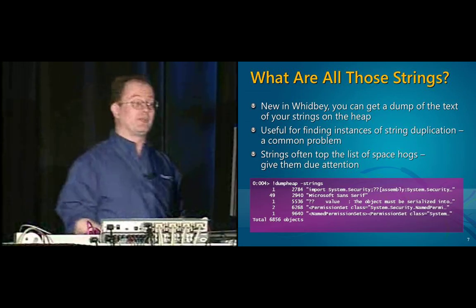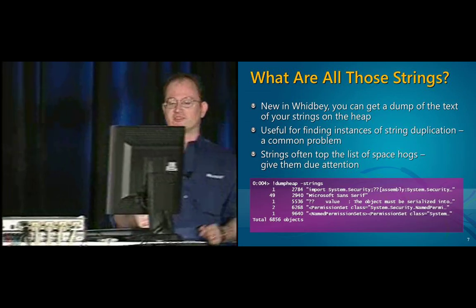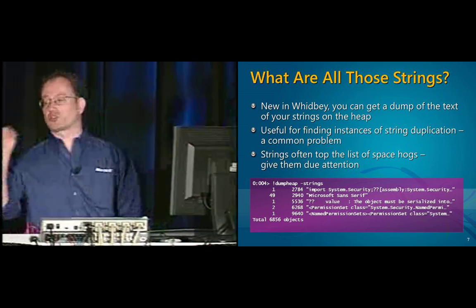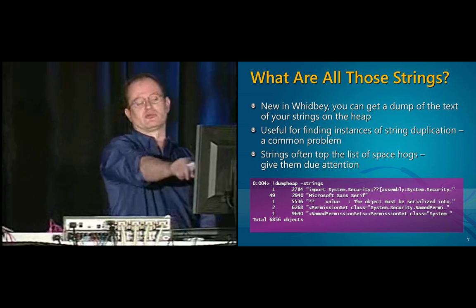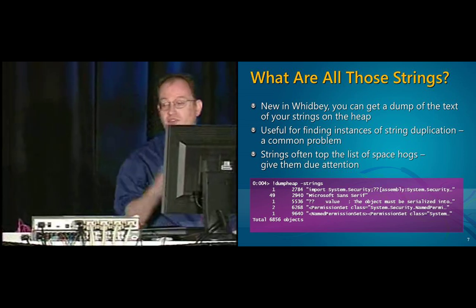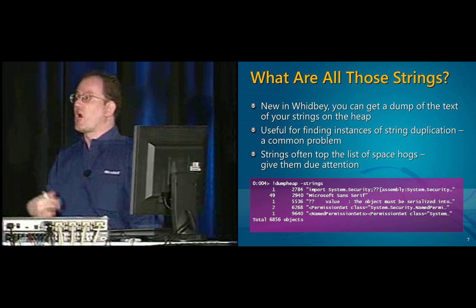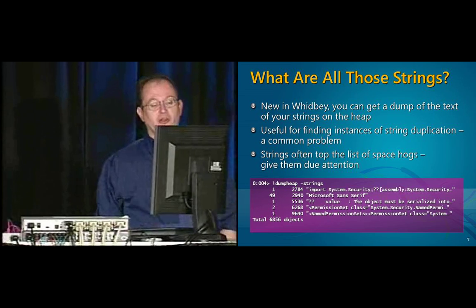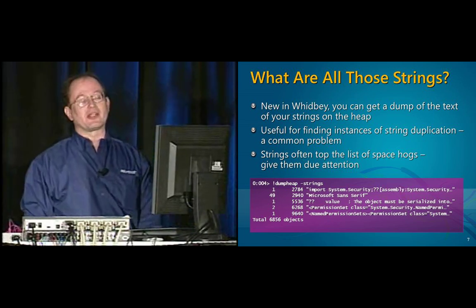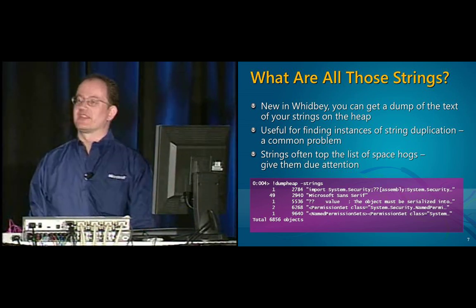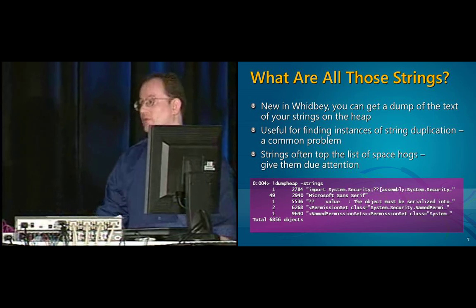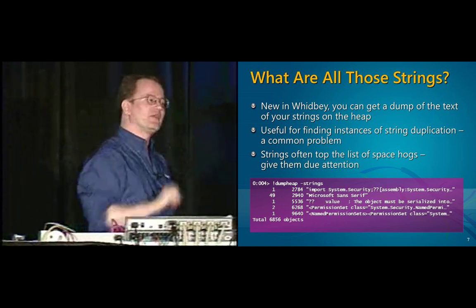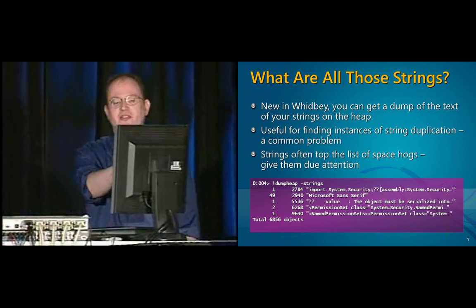This is new in Whitby. It's a little gem I added myself, actually. Dump heap dash strings will tell you what strings are on the heap and give you the first 70-odd characters of them, so that you can get a feel for what these strings are. A lot of times you'll find, look in this example, a very popular situation: there are 49 copies of the string Microsoft Sans Serif on the heap at this exact moment. It's a WinForms application, and it turns out that font string has been copied a bunch of times. That's maybe indicative of a problem. It could be that that string could have been shared.